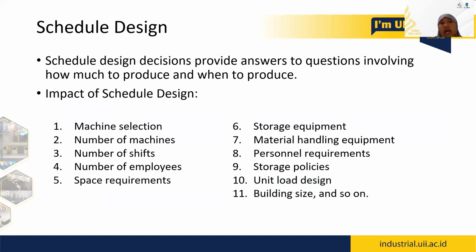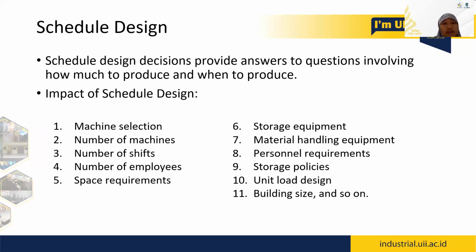In schedule design, the decision of the schedule design will impact some of these factors, such as the machine selection. Okay, each machine, for example, has a different capacity. So if you have the same milling machine, one manual, one CNC, probably the CNC has the higher capacity. Okay, so later on, the machine selection will also affect the number of machines, because we already have the demand.